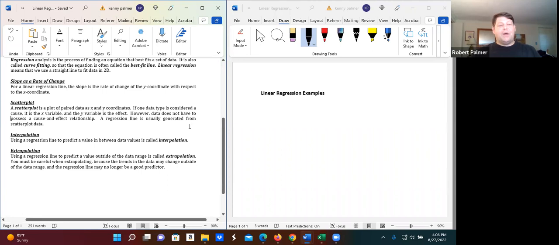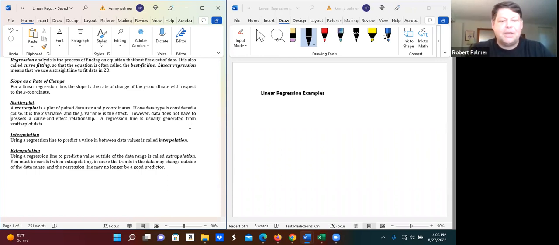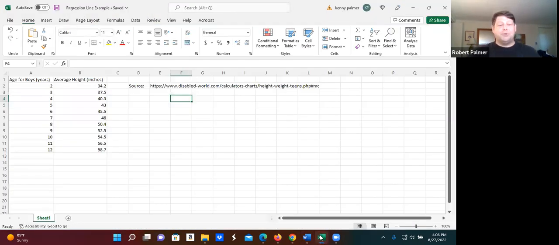Now, next 2 ideas, as you see, are called interpolation and extrapolation. We'll talk about those in a moment after we talk about our first scatter plot. So let's take a look at some data. And we're going to do this in Microsoft Excel. That's one of the programs you're most likely to use and see in the future. So this is some data I found on the internet.